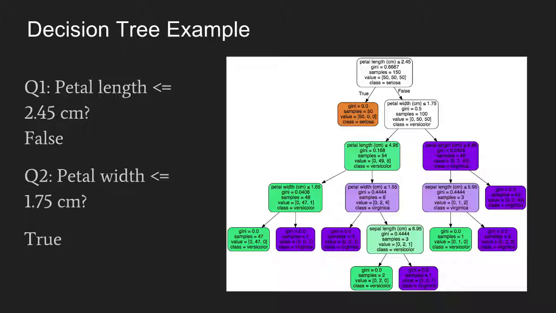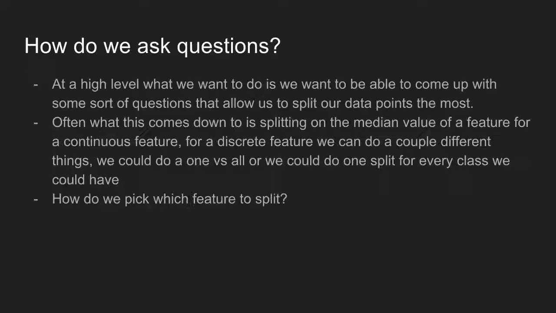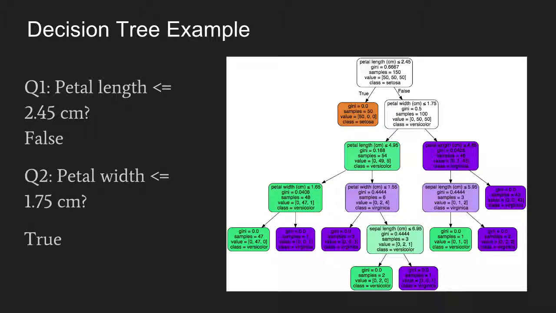But let's say that's not true. Now we have 100 samples, and we want to see, is our petal length less than or equal to 1.75? And if so, then we break into 2 different branches over here, and then we just keep going, and so on and so forth. Because all these questions are yes/no questions, we could play a game of 20 questions with this data set.